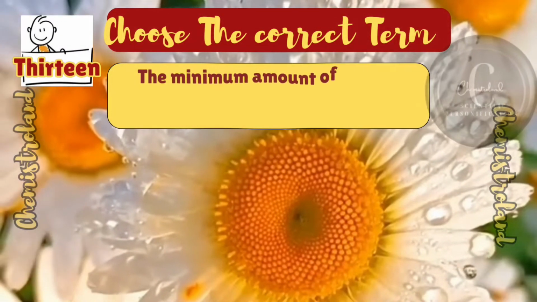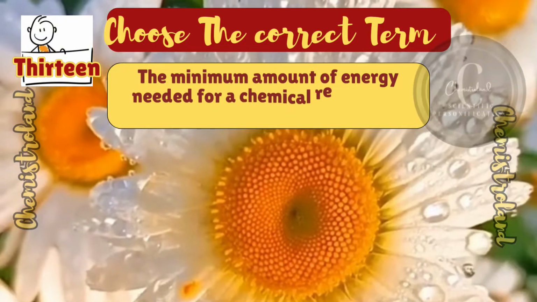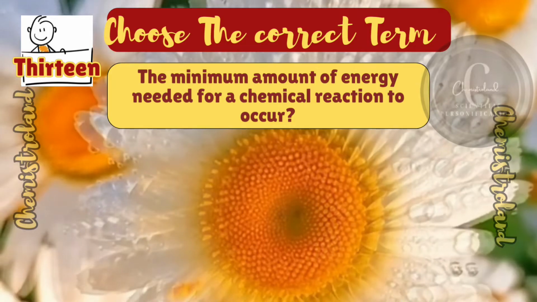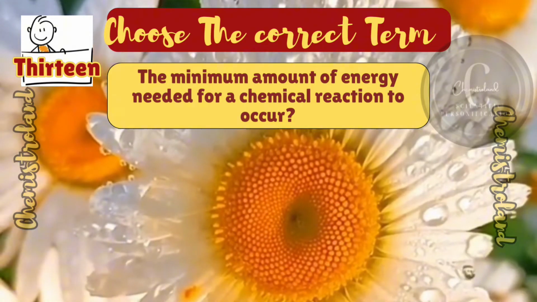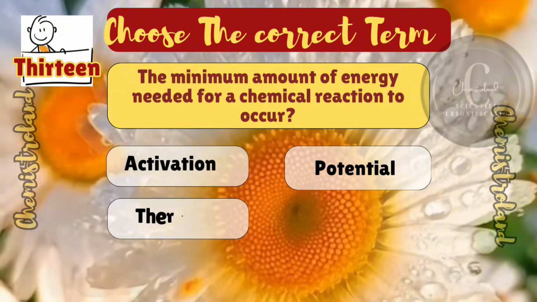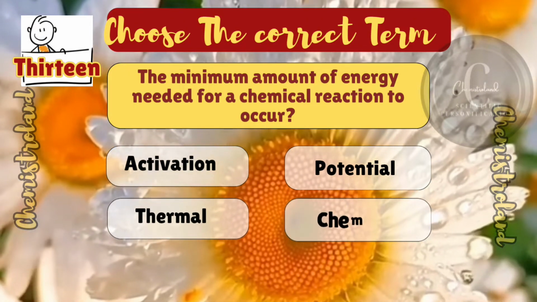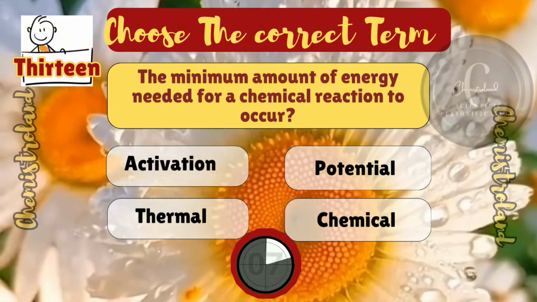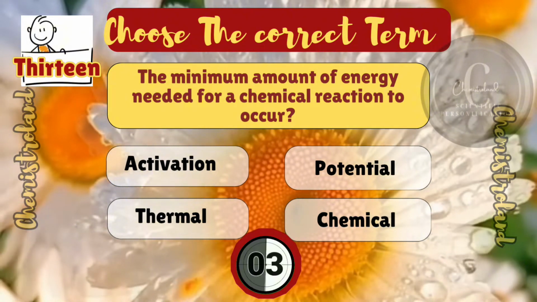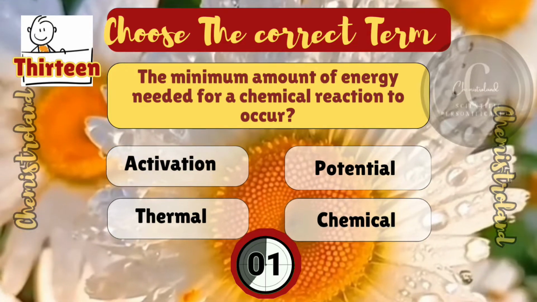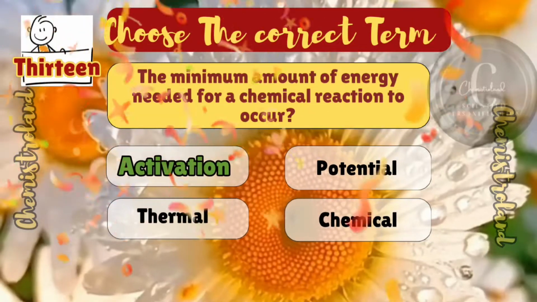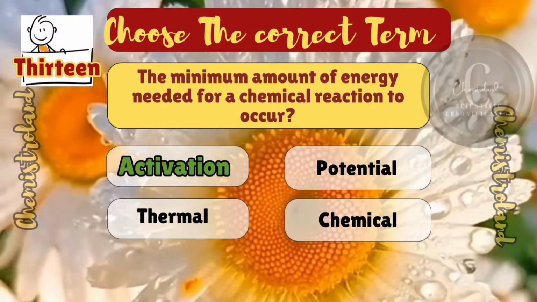Next term to choose for the minimum amount of energy needed for a chemical reaction to occur. Scientific terms given to choose from are activation, potential, thermal, and chemical. Brilliant answer. It's activation energy.